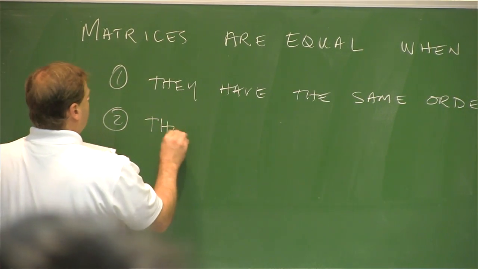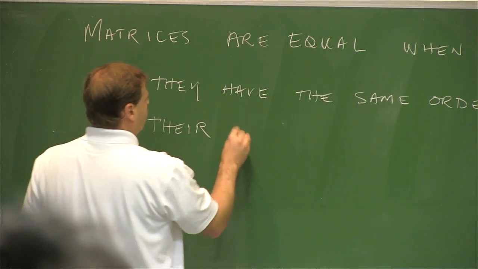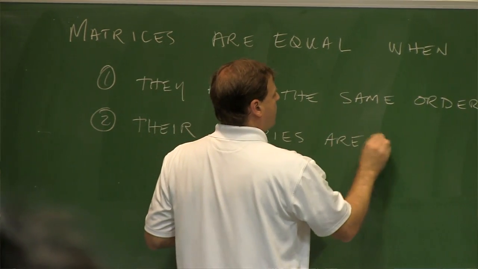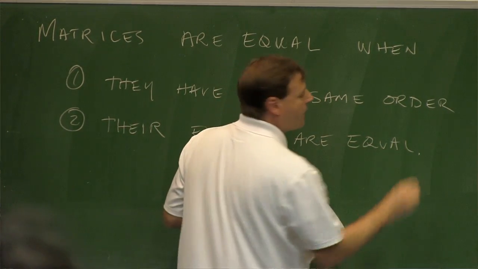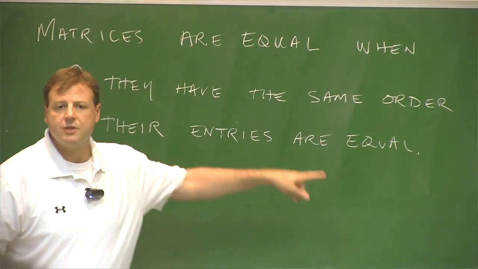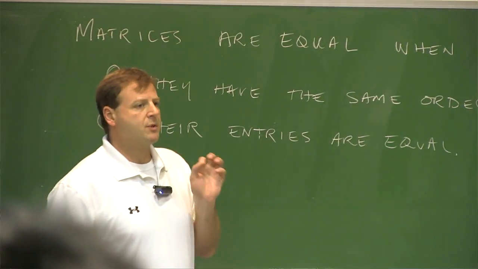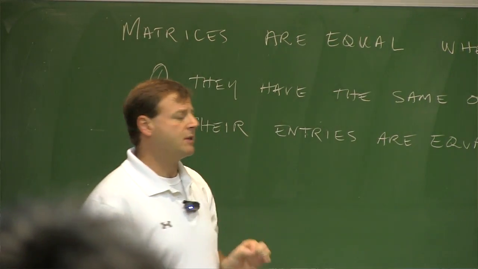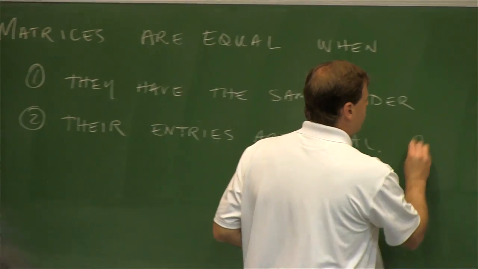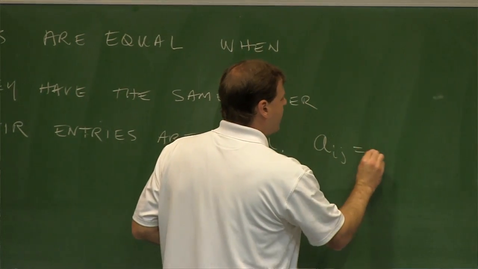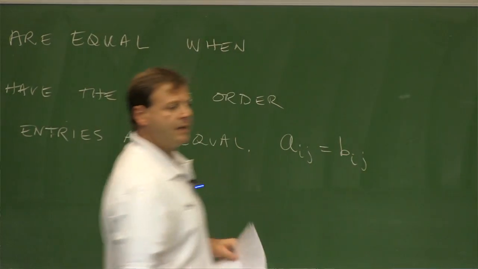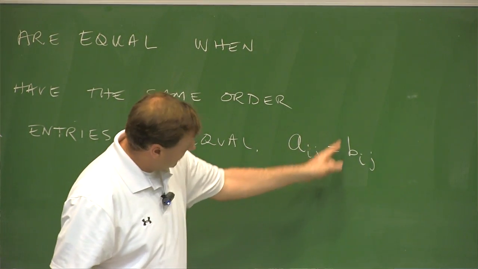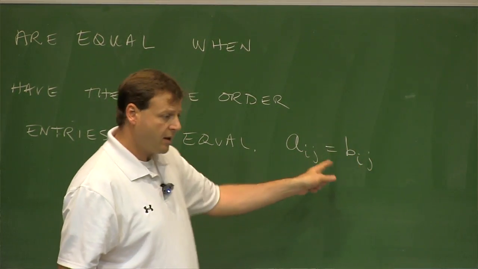And then the entries are equal. Now, how can we say that? That's how you'd say it in English: the entries are equal. But I want to be more specific, because you might think those have equal entries, but they have to be in the exact same location. So mathematically, the way we can describe that is we can say Aij is equal to Bij. That just says that the entry in the ith row and the jth column of A is the same as the entry in the ith row and the jth column of B.